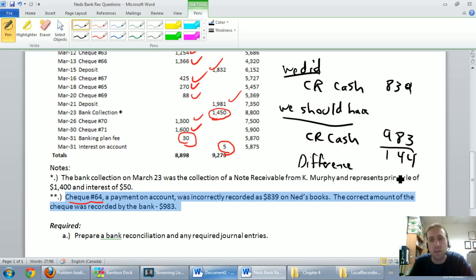So my question is, how do I fix it? I went credit cash 839. I should have gone credit cash 983. I'm $144 off. What's my solution here? My solution is, well, I either have to debit cash or credit cash to fix it. The answer, I guess I've got to ask myself is, did I credit cash enough or did I credit cash too much here? We didn't credit cash enough. So to solve this problem, I've got to credit my cash $144 more. I'm $144 short in terms of my credits to cash.